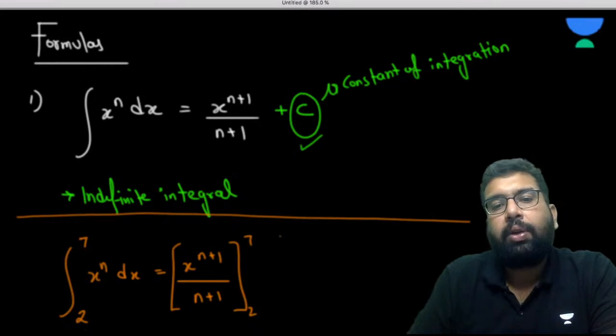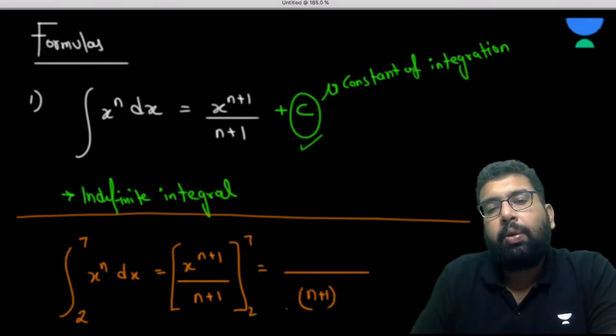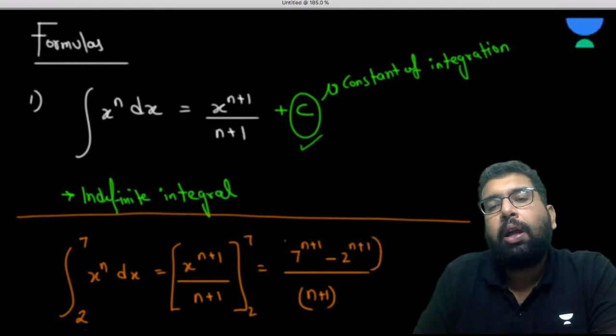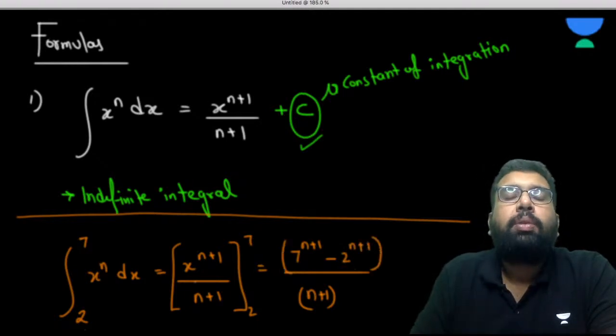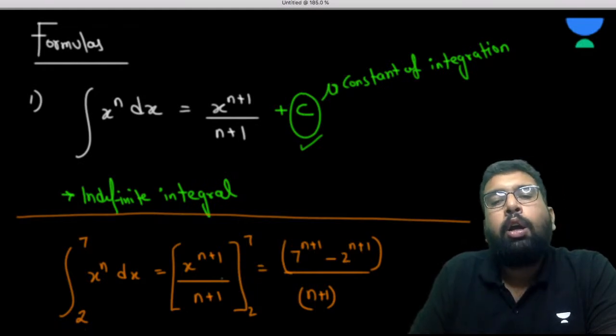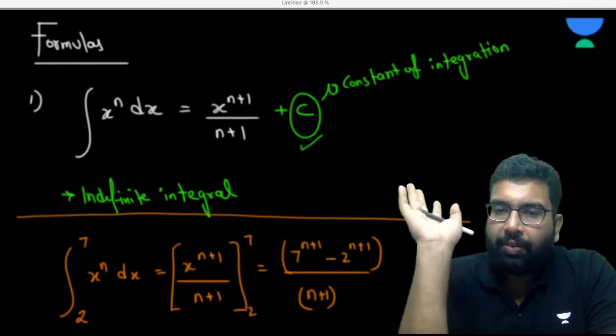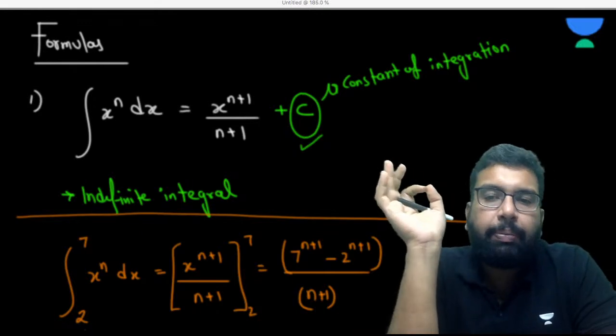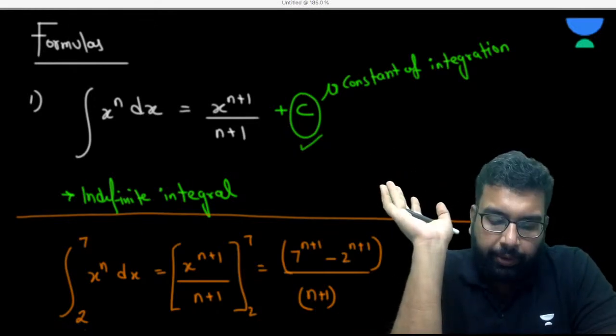Now in this case, what is going to happen? n plus 1 is a constant, so it will be outside only. Now for x to the power n plus 1, you put the value of 7 in the place of x. Then you write minus 2 to the power n plus 1. This is how you put the limits: the upper limit comes first, minus the lower limit. Okay, is it fine? Very, very simple, how to put limits into the integral, right?